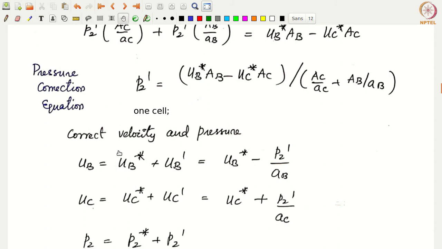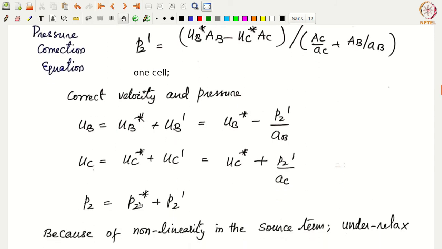Once you know the pressure correction and velocity correction, you can correct the pressure, that is P2 equals P2 star plus P2 prime. Similarly, velocities are UB equals UB star plus UB prime, where UB star is the converged value from the momentum equation and UB prime equals minus P2 prime by aB, and UC equals UC star plus UC prime, where UC prime equals P2 prime by aC. So we now have UB, UC and P2.